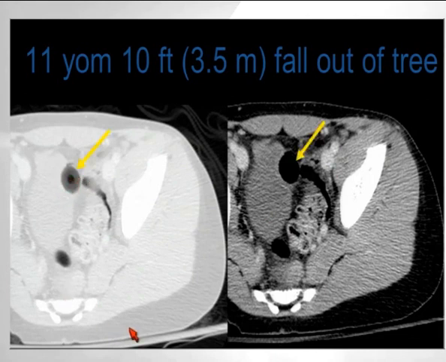Here is the branch that impaled this young gentleman. Here are the iliac vessels, which were fortunately spared. Here's the urinary bladder that was concerned to be injured, but turned out to be okay. And here's the wood with the rings. We now know that branch was about 10 years old.